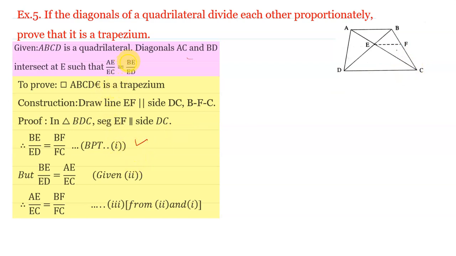But we have given that BE upon ED is equal to AE upon EC. And therefore, from these two ratios, which is the common one? That is BE upon ED, take it common, and the other one is BF upon FC. BF upon FC is equal to AE upon EC. Okay, AE upon EC is equal to BF upon FC.